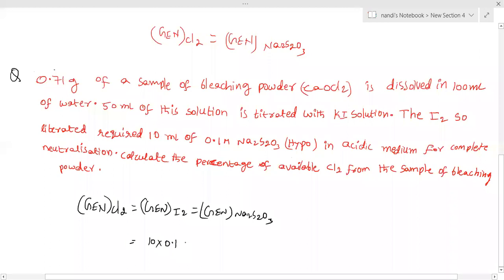What is the n factor of hypo, sir? Can anyone give the n factor for Na2S2O3? Anyone please? Right, many people gave the answer. The n factor for hypo is 1, sir. We gave it yesterday: 0.5 into 2 will get 1. Correct.